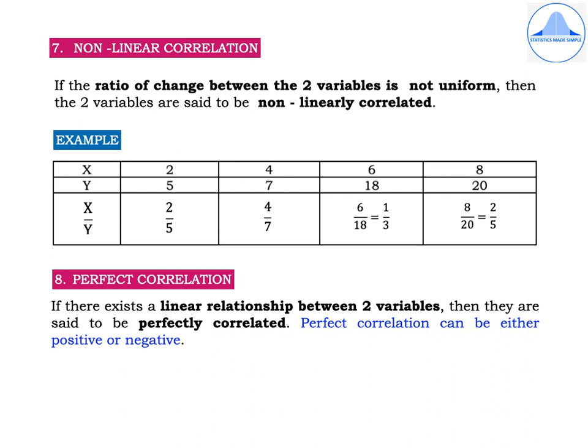Now let's learn the eighth one, that is perfect correlation. If there exists a linear relationship between the two variables, then they are said to be perfectly correlated. Now remember that perfect correlation can be either positive or negative, and we'll learn about this through some examples in my later videos.